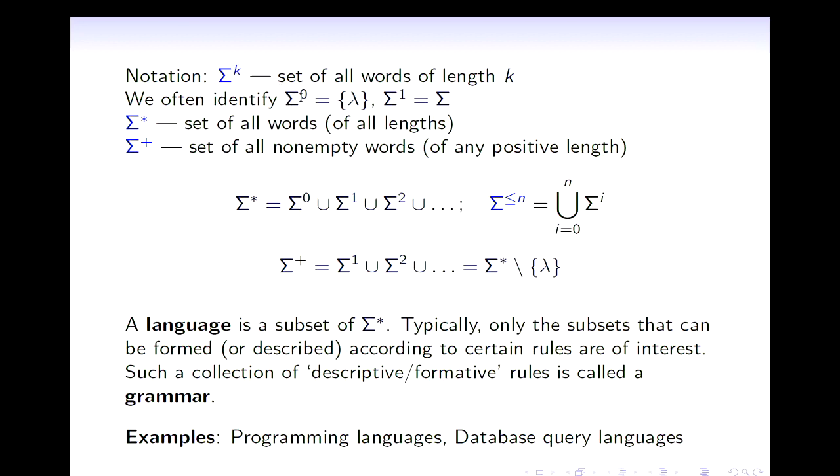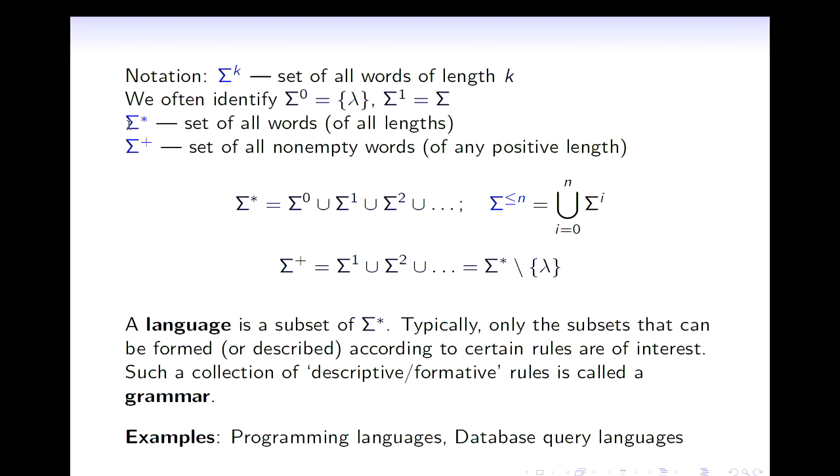Now, sigma to the power of 0 would not be the empty set according to this definition. It would be all words of length 0, and there is one word of length 0, namely the empty word. Sigma to the power of 1 would be the same as sigma. All words of length 1 is, of course, just all the elements that we have in our set.